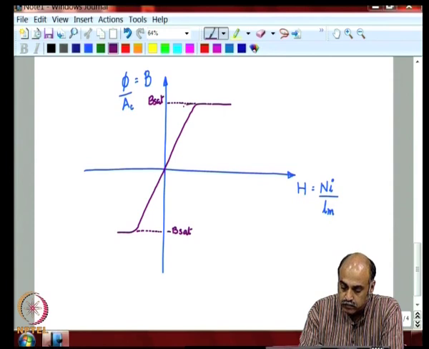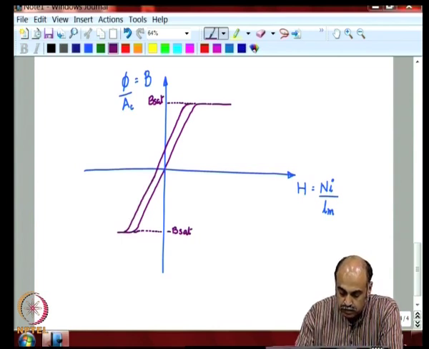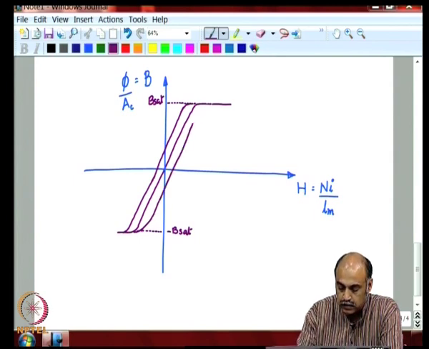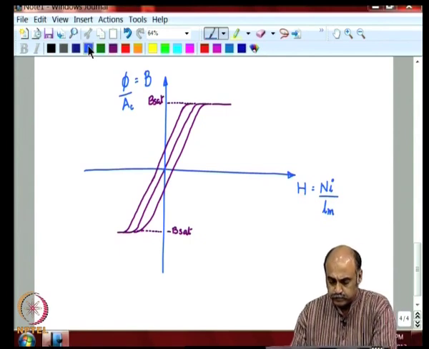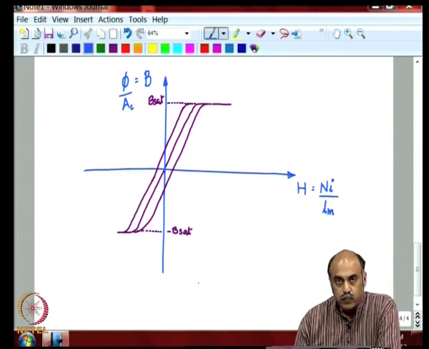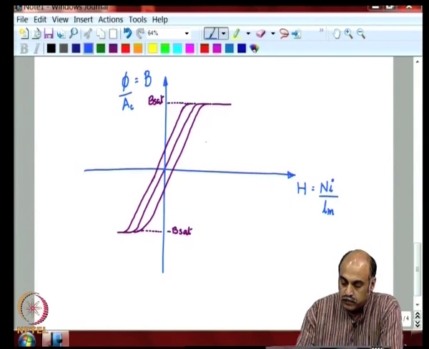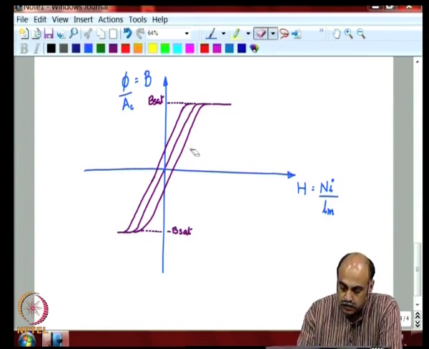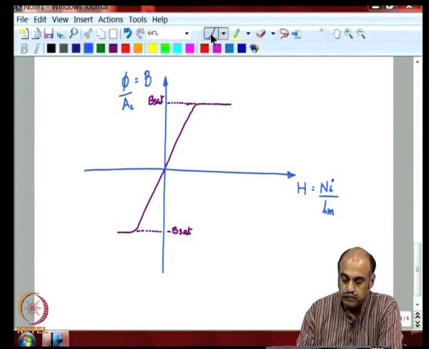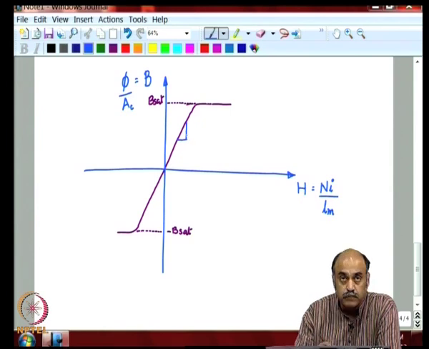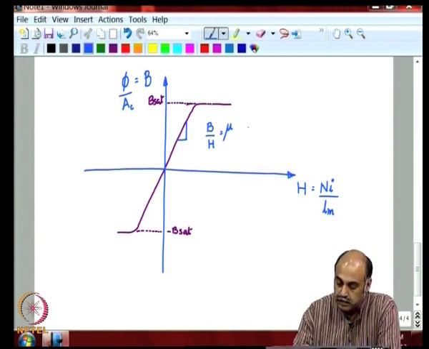Not only does it saturate, the magnetic core has memory. It demonstrates a clear-cut hysteresis curve in this manner. However, to understand, we shall consider the virgin specimen without the hysteresis, so that you get a clear understanding of what is happening within the core. So, let us take out the hysteresis portion. Now, this slope B by H is called mu, the permeability.